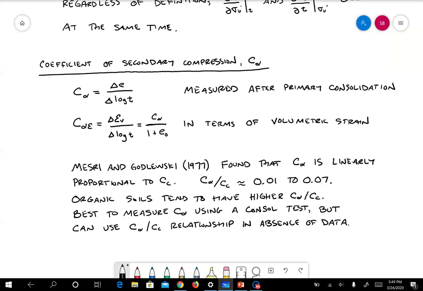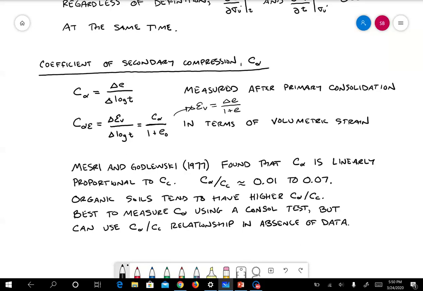So in going from a strain to a void ratio, we divide by 1 plus e naught. That just comes out of phase relationships. We get right here, epsilon V is equal to delta e over 1 plus e. So the change in volumetric strain is the change in void ratio over 1 plus e. All we're doing is making a substitution here, and we end up with the 1 plus e naught if we make a substitution for delta e up there. So in defining C alpha epsilon, we get this equation.